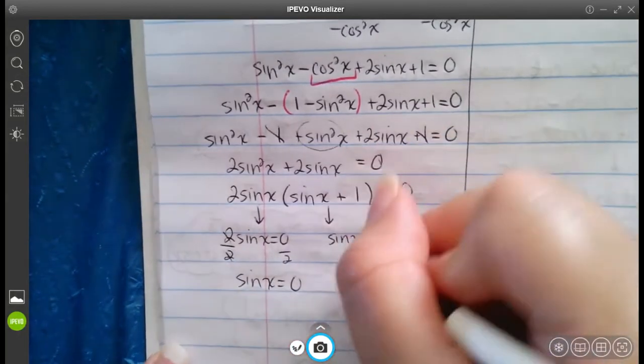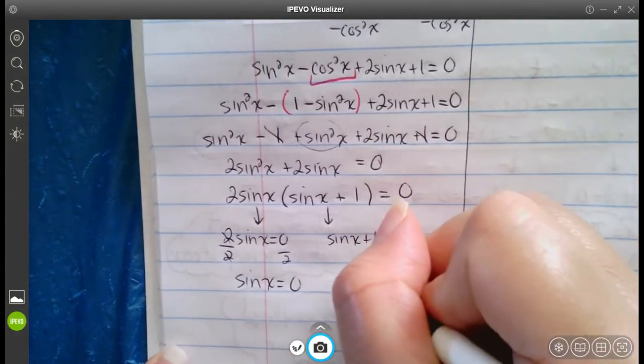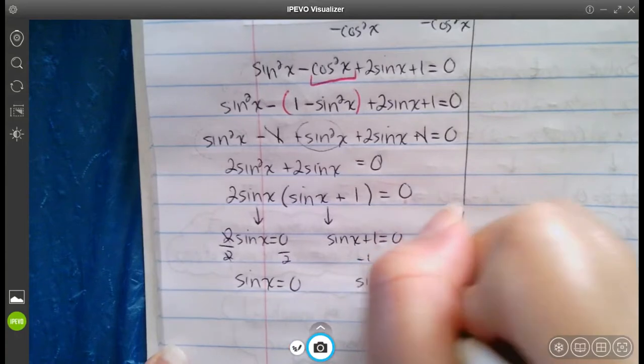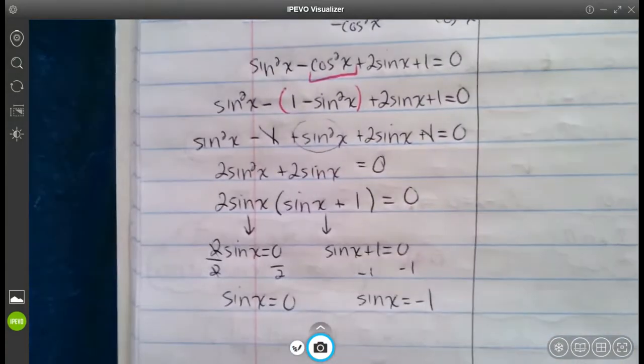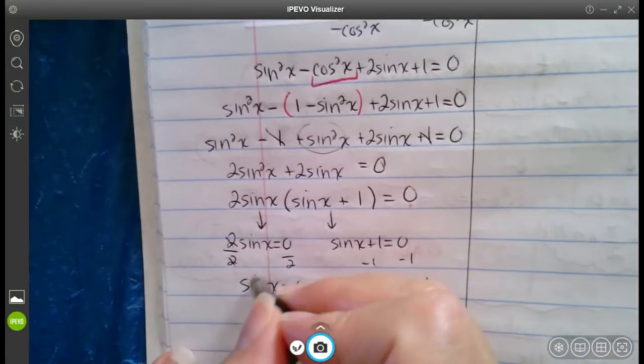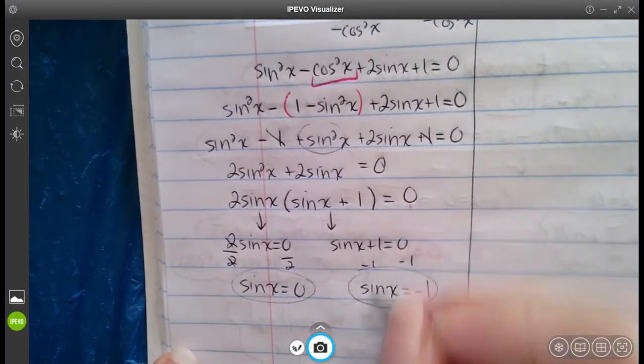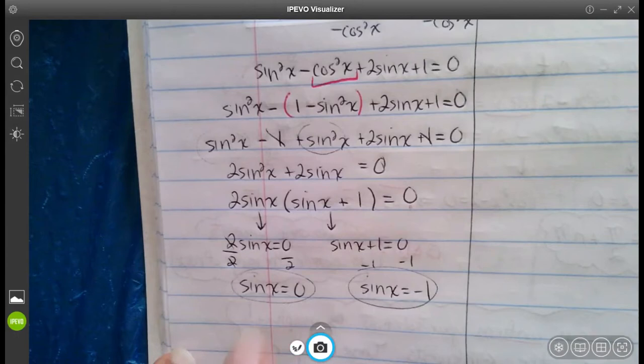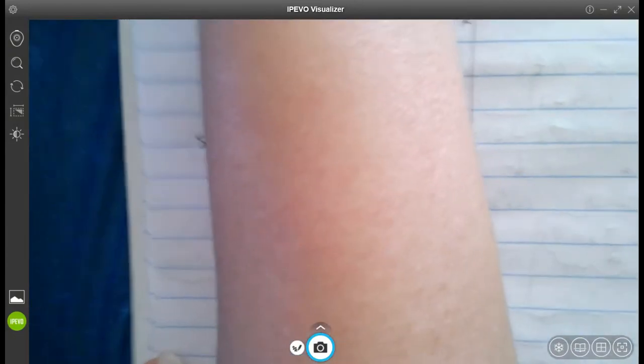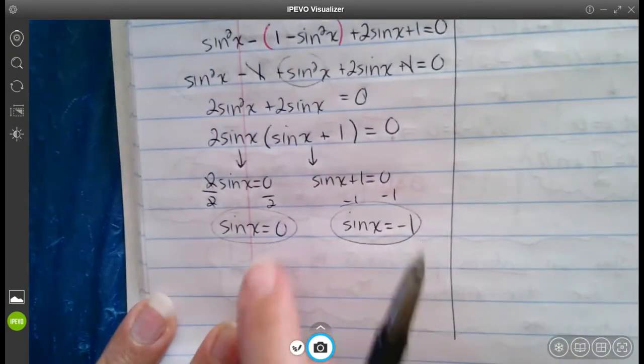Okay, this one you have to do a little bit of work. So minus 1, so sine of x is equal to negative 1. And we're a little over halfway done. Okay, so now that you have the trig function isolated, you want to identify where this happens.